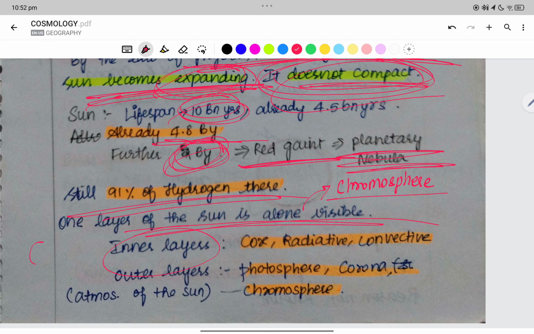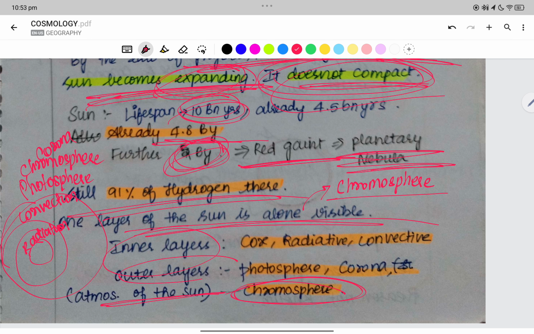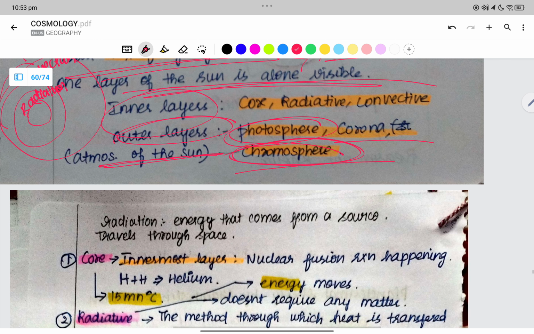The inner layers are the core, the radiative zone, radiation, and convection. Then we have the photosphere, chromosphere, and corona. The atmosphere of the sun is the chromosphere. The outer layer is the photosphere. The atmosphere is what we call the chromosphere.